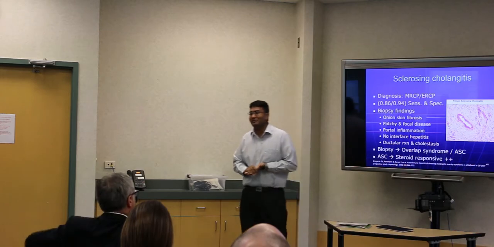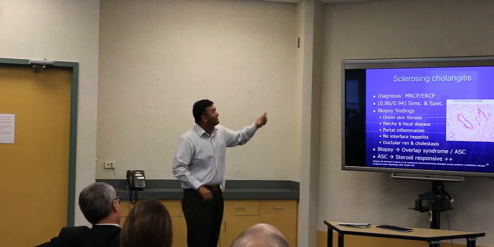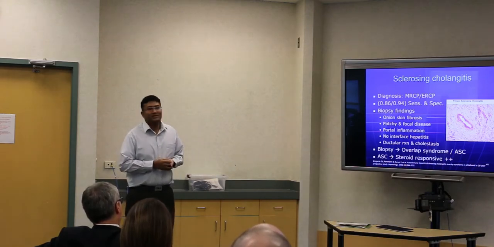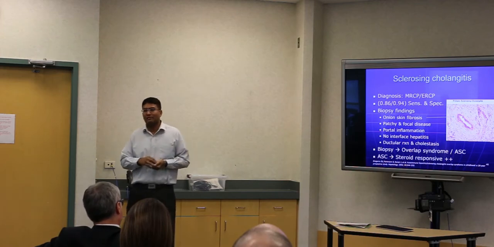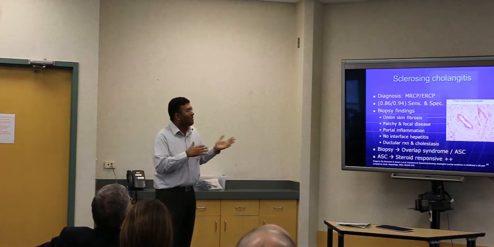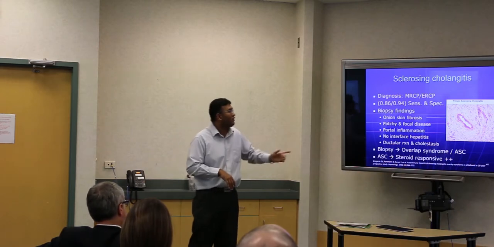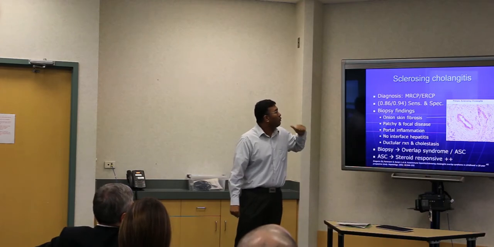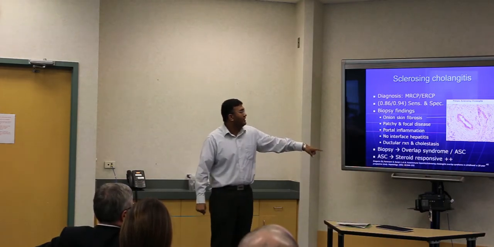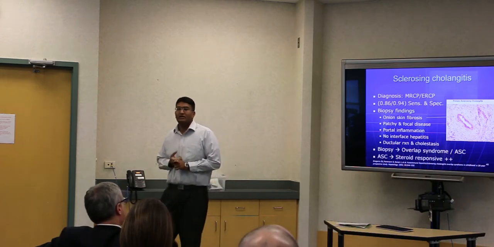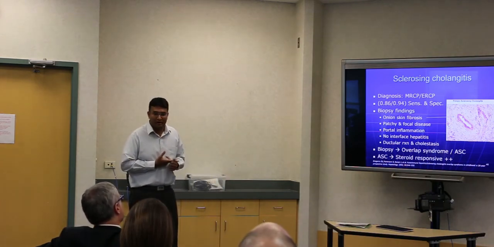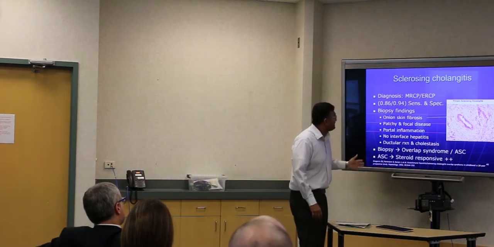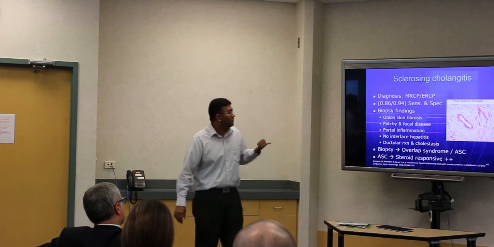Why would you want to do a biopsy in these patients, given that you can pick it up with 86 and 94% sensitivity and specificity with MRCP? The reason for doing this in pediatrics is that you have something known as an overlap syndrome, where autoimmune hepatitis overlaps with sclerosing cholangitis, what we call ASC, autoimmune sclerosing cholangitis. What you would see in ASC in pediatrics is that this is steroid responsive. The parenchymal changes in the liver respond to steroid therapy, whereas classical PSC won't respond to steroid therapy.